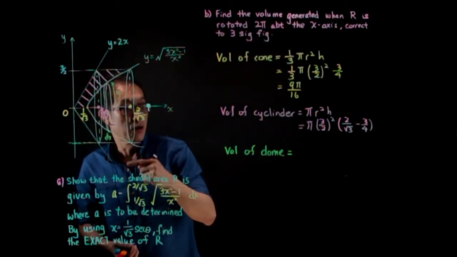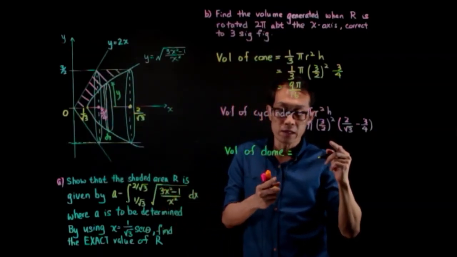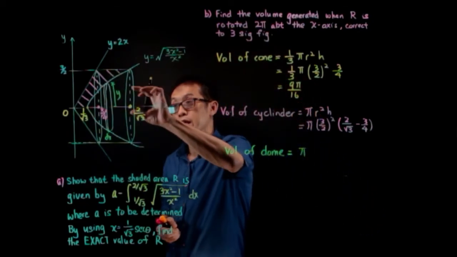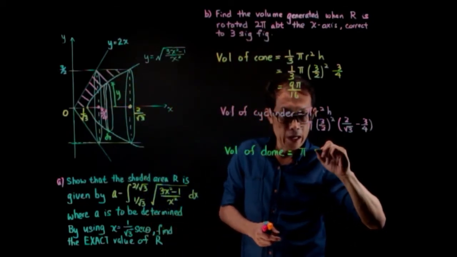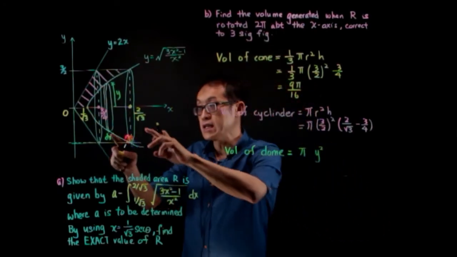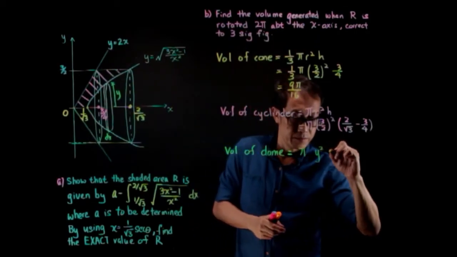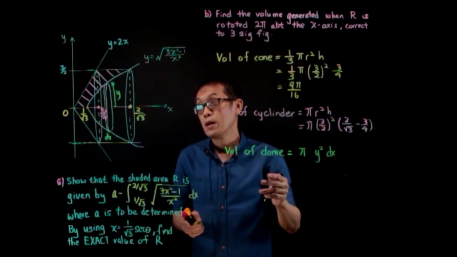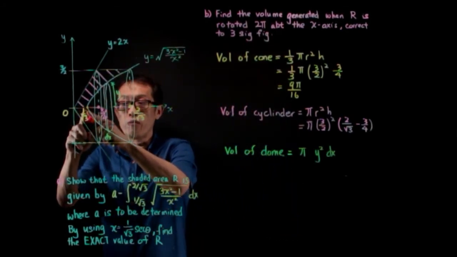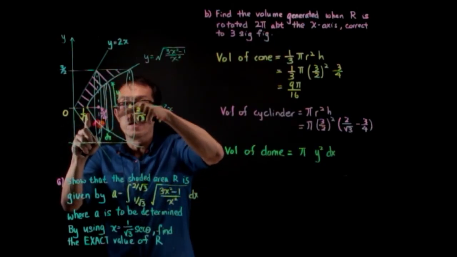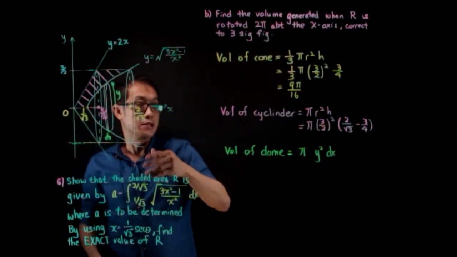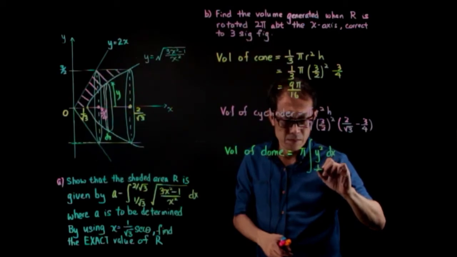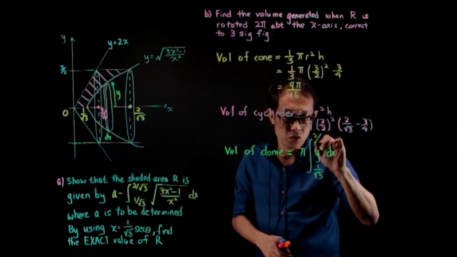So the volume of this is pi r squared h. So pi, what is your radius? Your radius is y, so y squared, and the thickness of the disc is dx. That is the volume of a disc, not the dome. But you need to sum up all the discs from 1 over root 3 to 2 over root 3. There will be many discs generated.